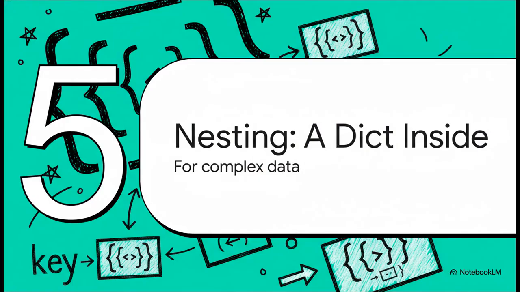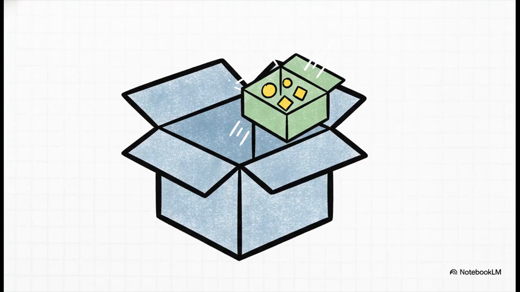Okay, but what happens when things get a little more complicated? What if the value you want to store isn't just a simple number or a word? What if it's a whole other set of labeled data? Well, this is where we get into nesting. The best way to think about this is like a box inside another box. You open the main container, and one of the items you find inside is another smaller container with its own set of labeled items. This is how we start to build really complex, organized data structures.